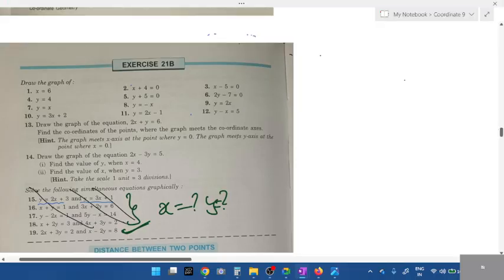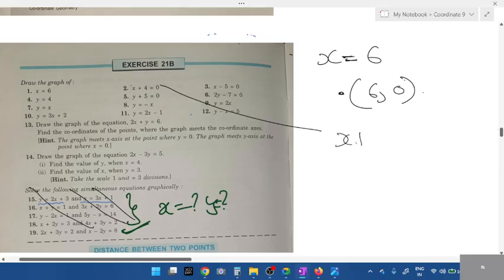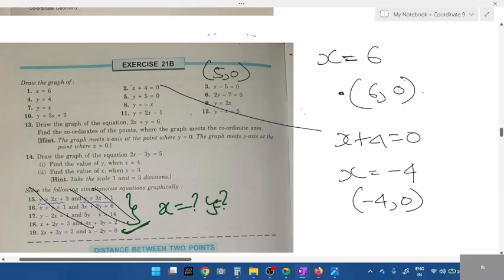For the x-axis, if only x is given, how many points? Only 1 point, right? Where does this lie, on the ordinate or the abscissa axis? x is equal to 6. What will be the answer? If x is equal to 6, the point is 6 comma 0. Next, tell me the next one. x plus 4 is equal to 0. Shift 4 to the other side. x is equal to minus 4. So what is the point? Minus 4 comma 0. Third one. What's the answer? 5 comma 0. You have to plot it. You know how to plot on the graph, right?